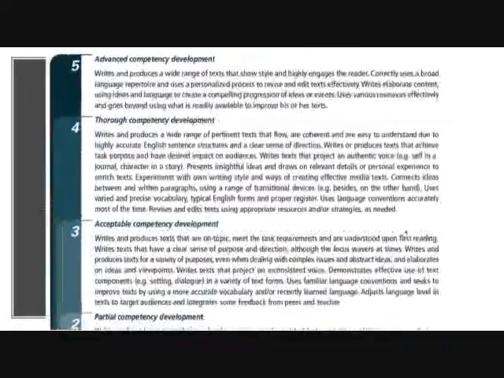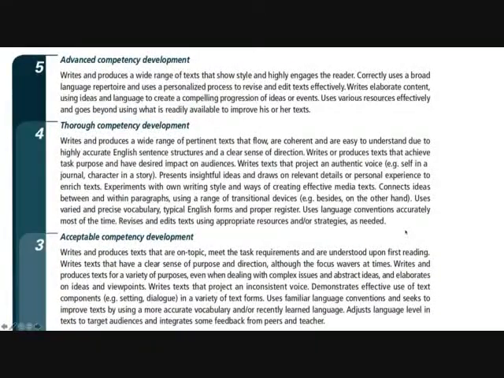Okay, so our acceptable is they are writing, acceptable competency development, right? Number 3, they're writing and producing texts that are on topic, understood upon first reading. This is ESL, so we need to understand it very clearly. They have a clear sense of purpose and direction, although this is kind of interesting. The focus can waver at times, so we're not expecting them to be expert writers in grades 7 and 8.